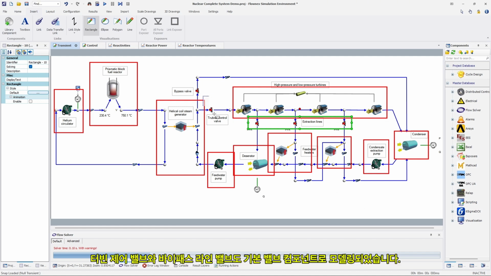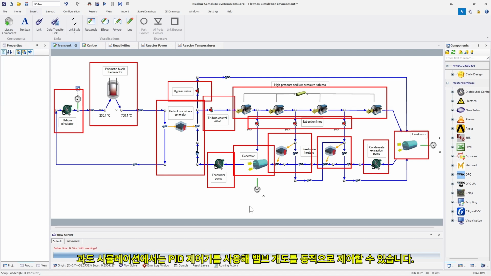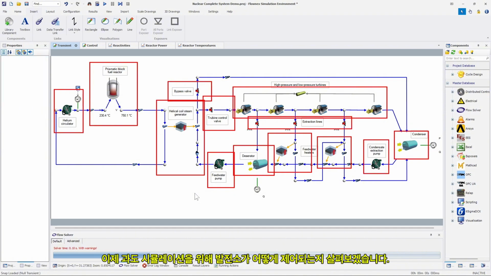The turbine control valve and the bypass line valve are modeled with basic valve components. These components can be used to calculate the valve's flow coefficient for a specific mass flow. The opening of the valve can be controlled dynamically as well with the PID controllers in a transient simulation. And the steam generator as discussed previously. We will now have a look at how the plant is controlled from transient simulation.